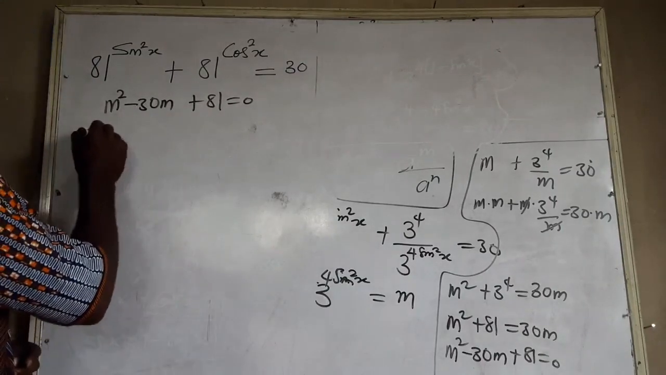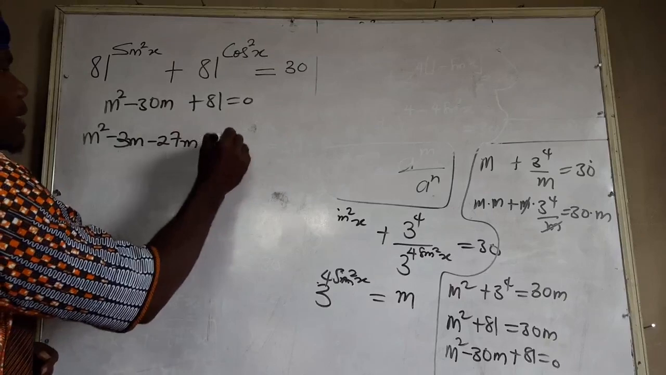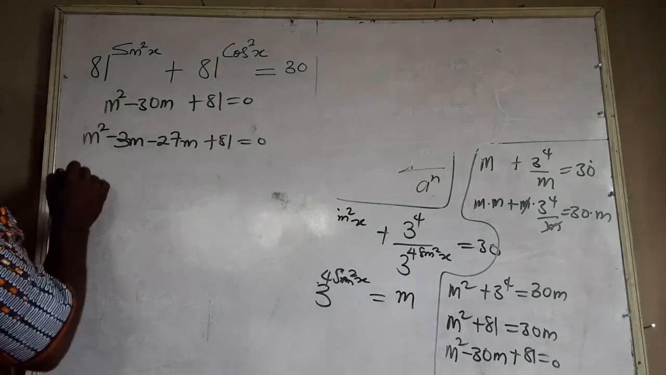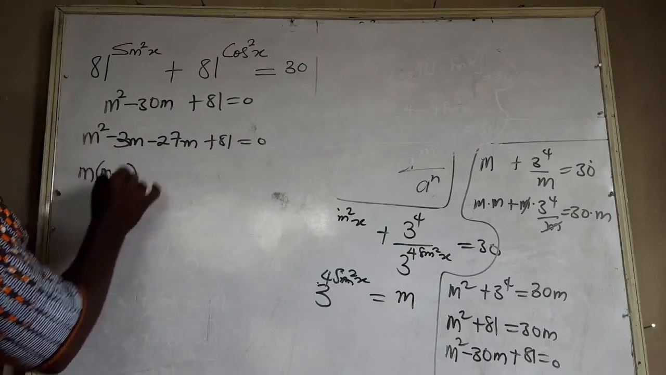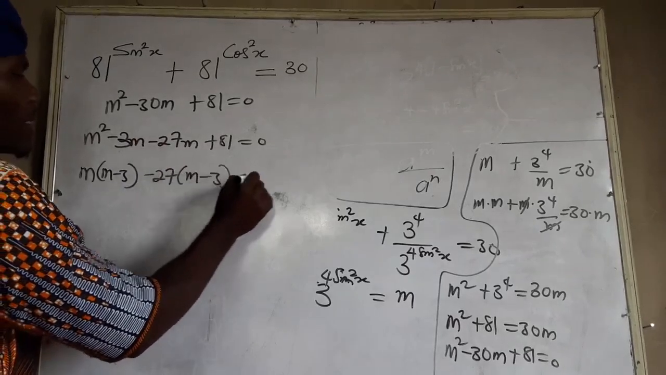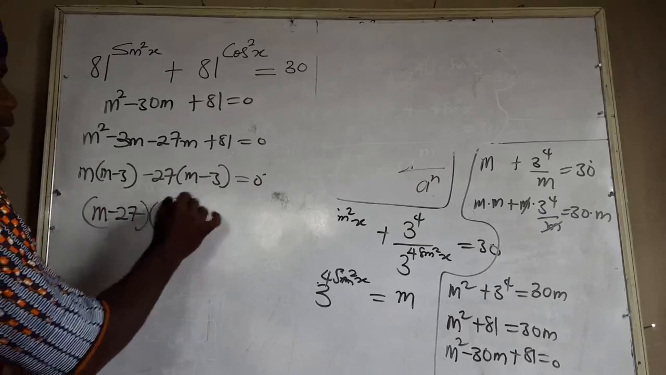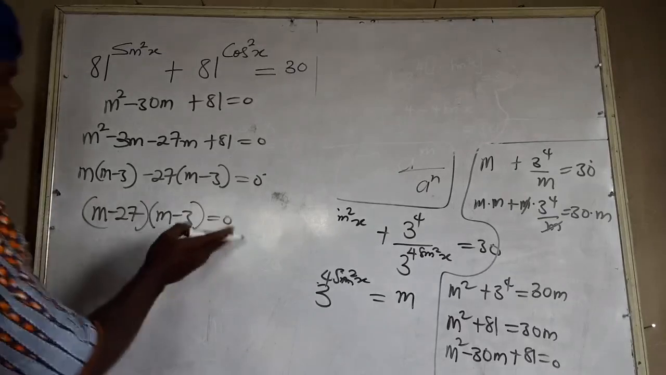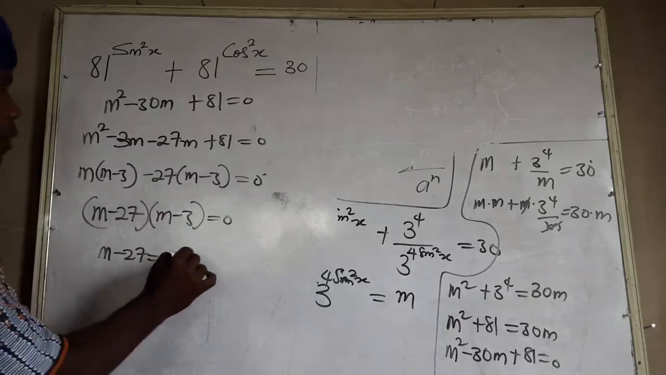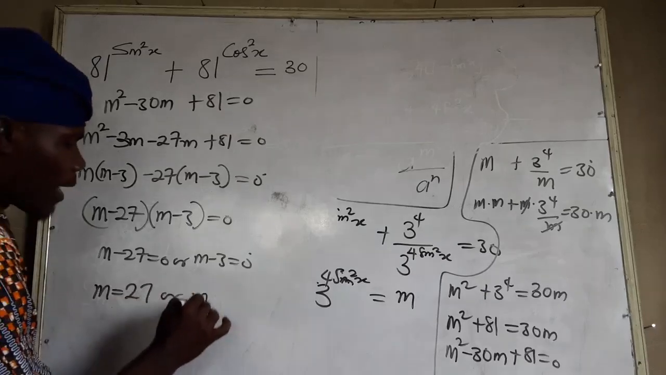So we have m squared minus 3m minus 27m plus 81 is equal to 0. Let's group it to find the value of m. From the first group, m is common, giving m times m minus 3. Minus 27 is common in the second, giving minus 27 times m minus 3. So we have m minus 27 times m minus 3 is equal to 0. So m minus 27 is equal to 0 or m minus 3 is equal to 0. So m is equal to 27 or m is equal to 3.